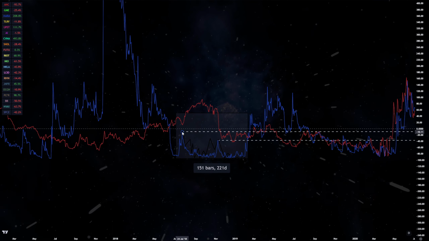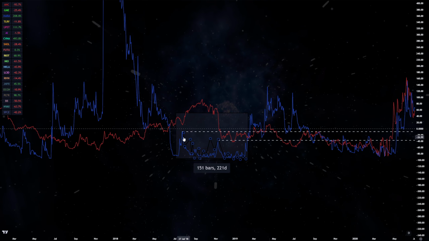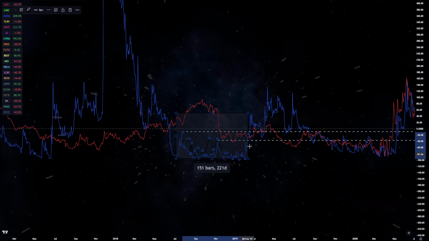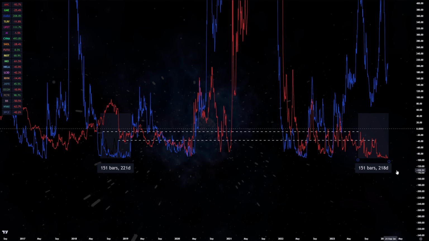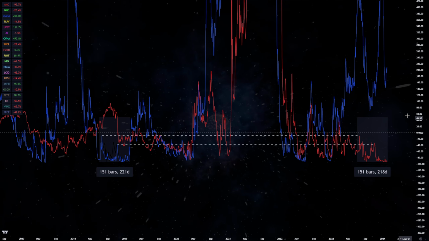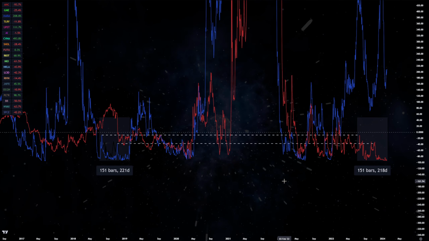We got the negative 10, comes all the way down. And in time on the drops here and then going into the next run up here, this takes about 220 days, all right, 151 bars on both. So these are very similar in correlation and in time.